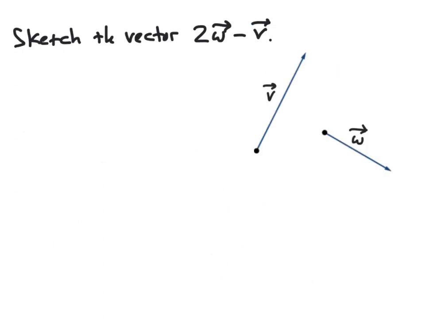In this example, we want to sketch the vector 2w minus v, where v and w are the given vectors drawn in the plane. You can pause the video and try this example yourself, then resume the video to see the solution in a few seconds.